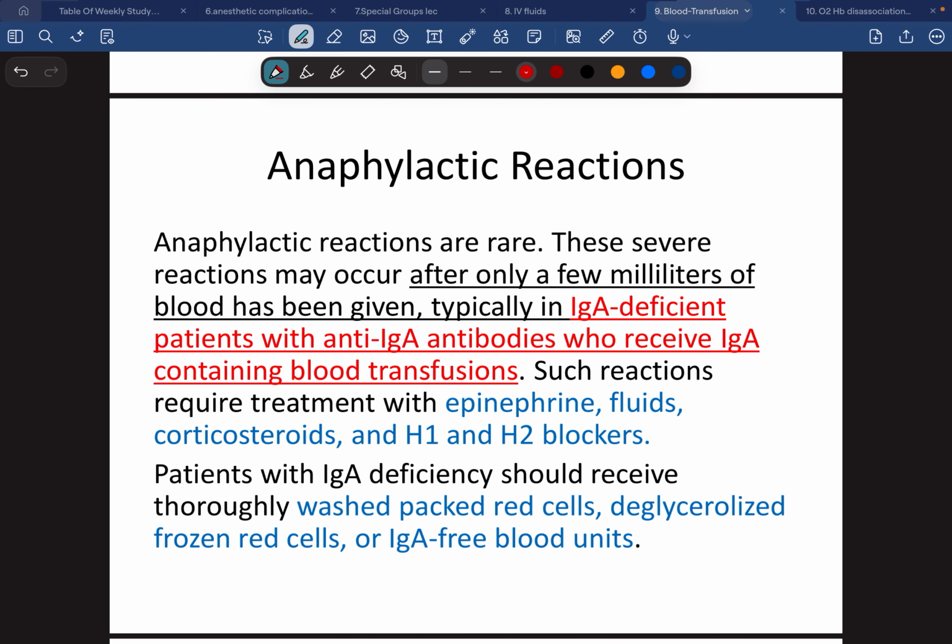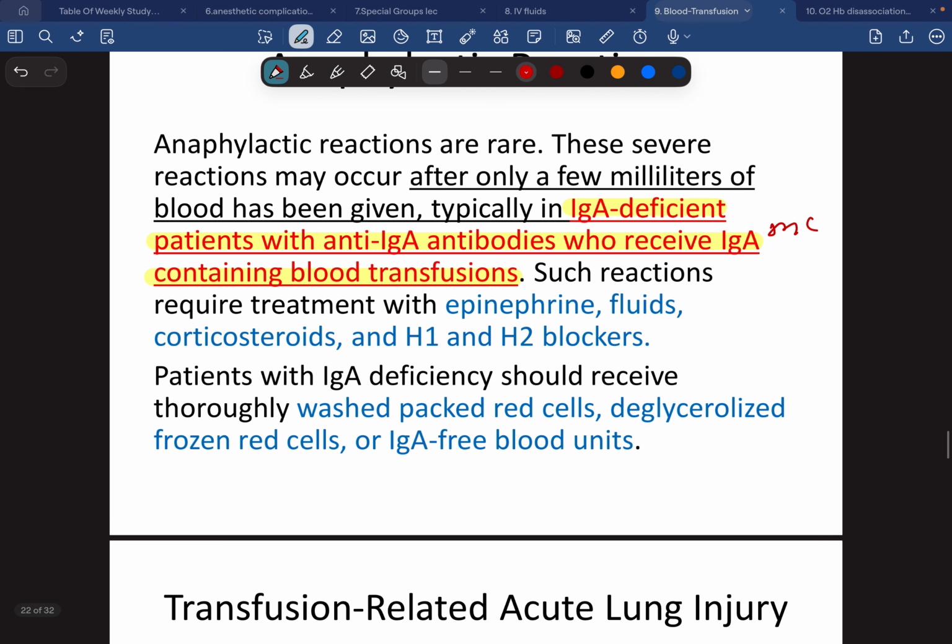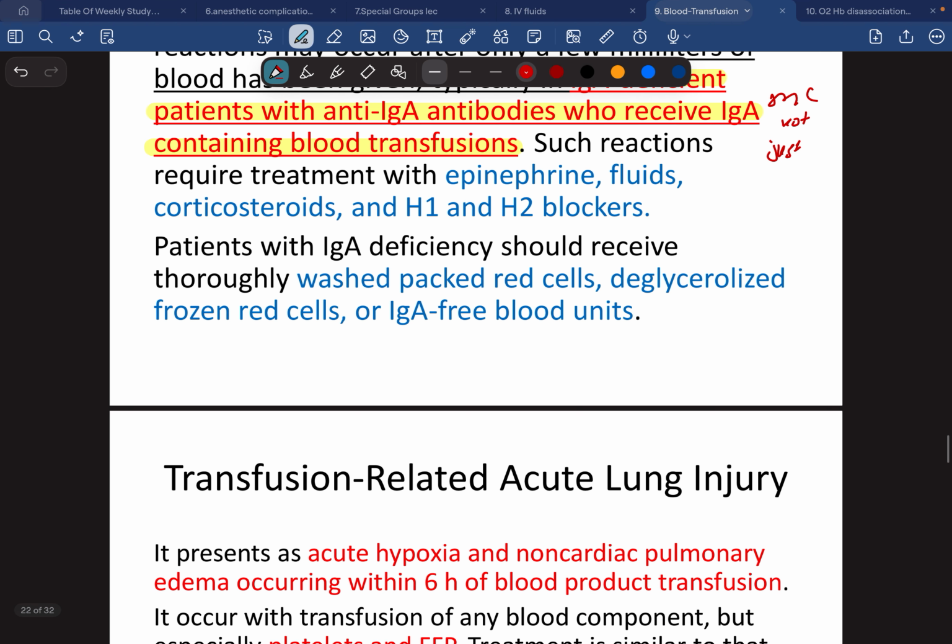Anaphylactic reactions are severe, most commonly due to IgA deficient patients who have IgA antibodies being given blood with IgA. This is the most common cause, but it's not the only one. Reactions will require the usual anaphylaxis treatment: epinephrine, fluids, steroids, antihistamines. Afterwards, we give washed packed RBCs or IgA-free blood units.